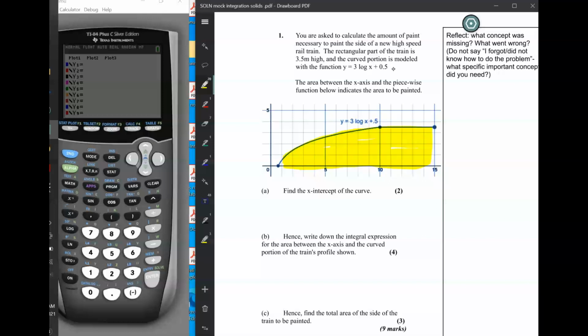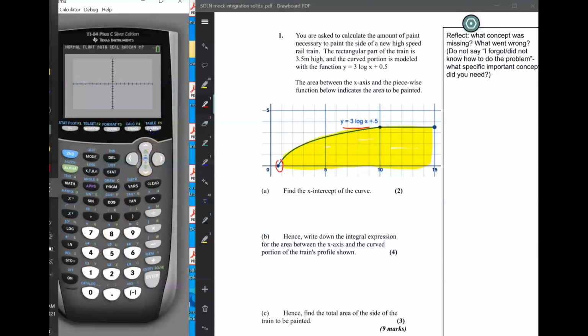And the first step, it says to find the x-intercept of the curve, which is this point here. Okay, so basically what we need to do is put this equation into the calculator and then use second calc 0 to find out what the x-intercept is. It looks like it's between 0 and 1, but we can't see the exact value here. So let's put the function here. It's 3 log x. It's been a long time since we used log, right? Plus 0.5.